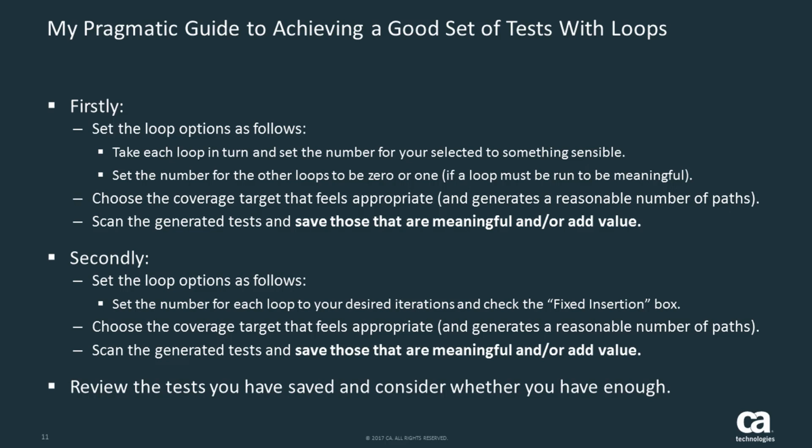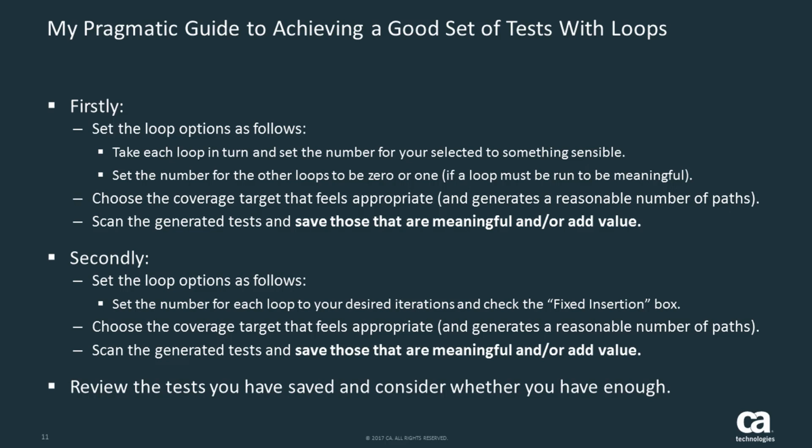In the optimizer, choose the coverage target that feels appropriate and generates a reasonable number of paths. A coverage target that generates 20,000 paths is not of much use to you. You need to have something between 4, 5, 6 and 10 to 20. So that's the kind of the scale of it. You need to generate a number of paths that you can review in a reasonable time and select those that are meaningful or add value to you.